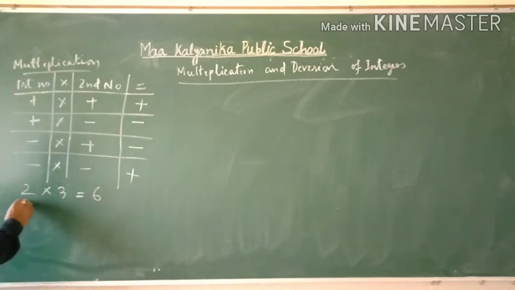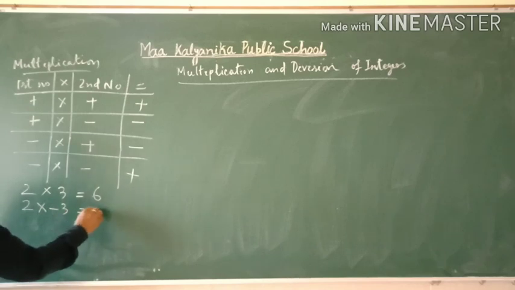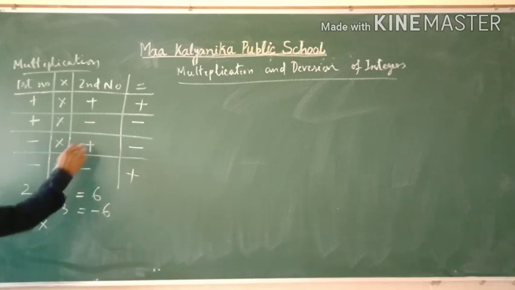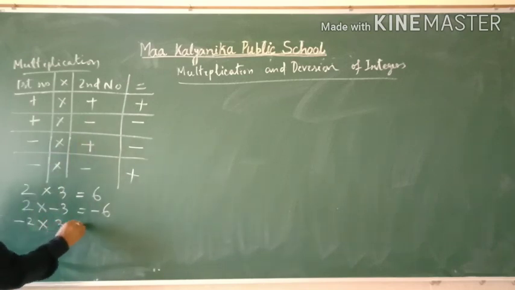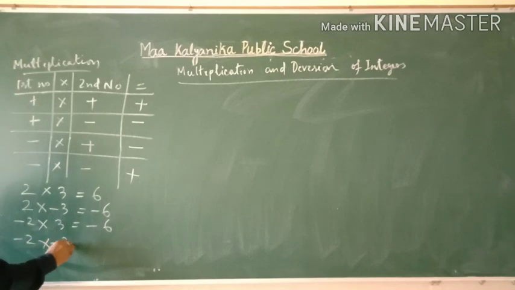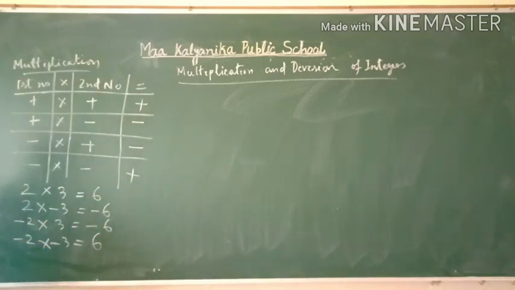Now let's see first number plus and second number minus. Suppose 2 into minus 3. The answer becomes minus 6. And the third operation, minus 2 with plus 3, the answer becomes minus 6. And the fourth operation, minus 2 with minus 3, the answer becomes plus 6, because here the result will become plus. So this rule will be followed for multiplication of integers.